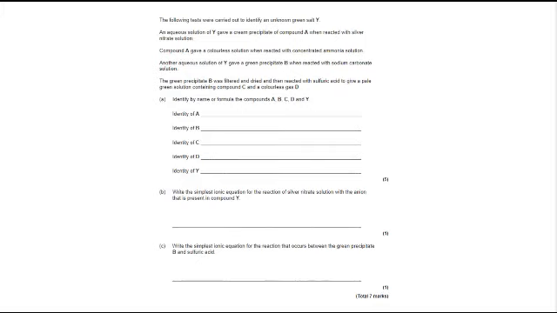Okay, so we have here an unknown green salt Y. An aqueous solution of Y gave a cream precipitate of compound A when reacted with silver nitrate. Compound A gave a colourless solution when reacted with concentrated ammonia. Another aqueous solution of Y gave a green precipitate B when reacted with sodium carbonate solution. The green precipitate B was filtered and dried and then reacted with sulfuric acid to give a pale green solution containing compound C and colourless gas D.